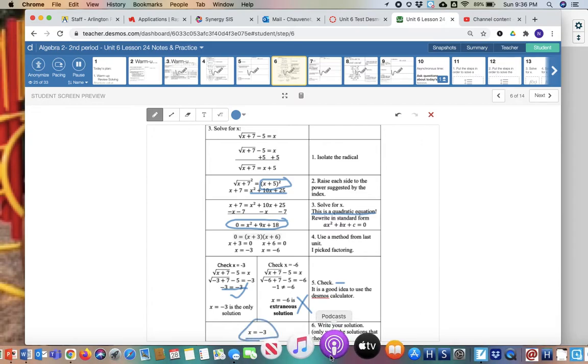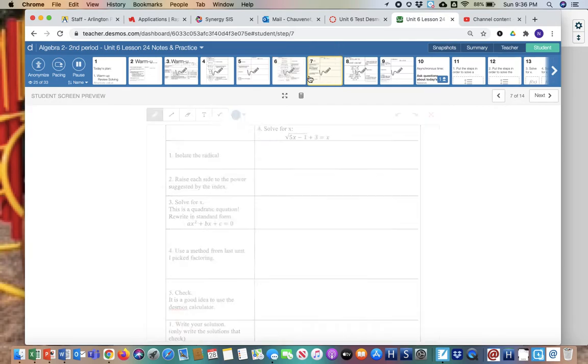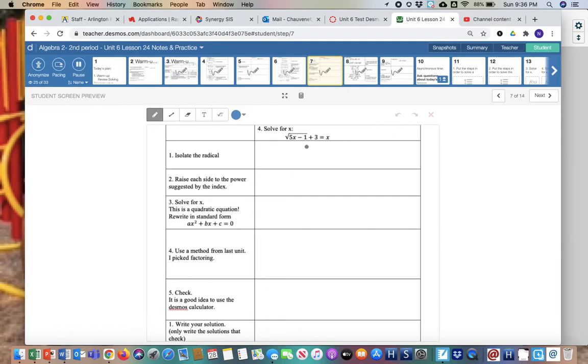So negative 3 is my only solution. Obviously, this is a little bit of a trickier type problem because of the fact that you get a quadratic here. All right, let's look at a problem like that and do it ourselves.